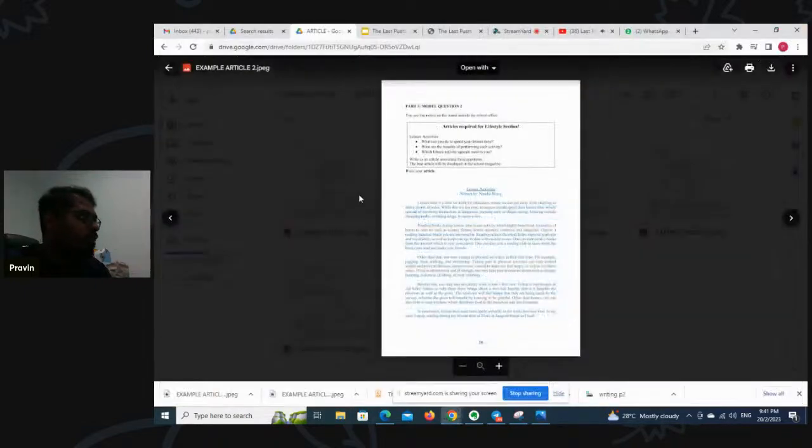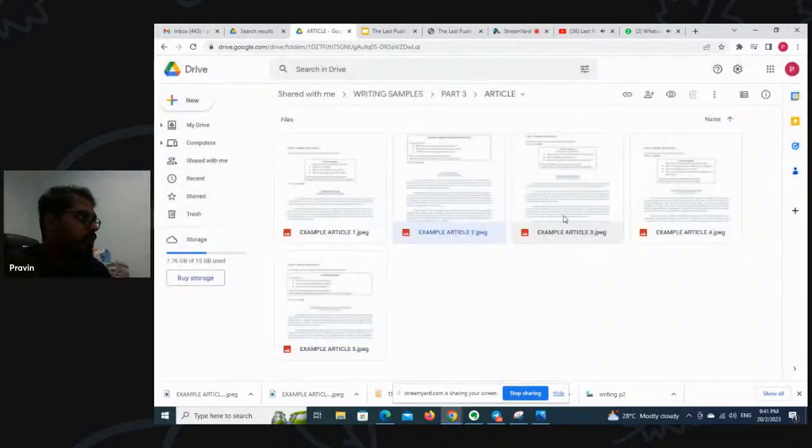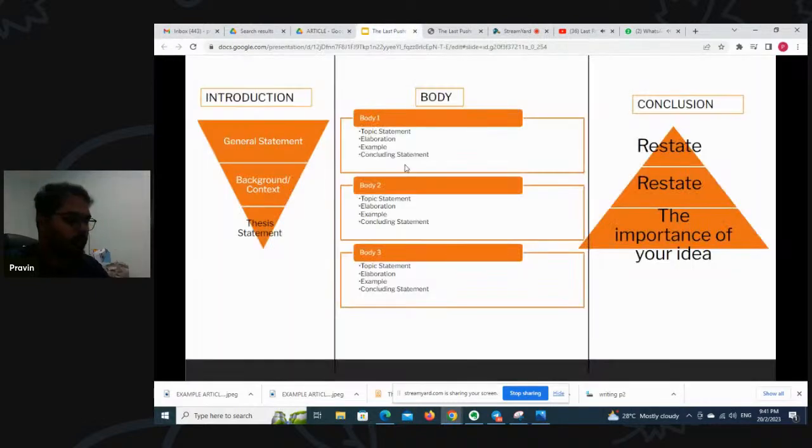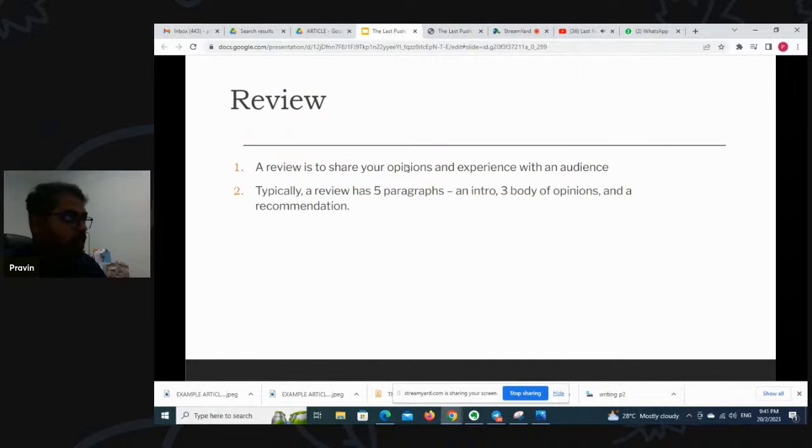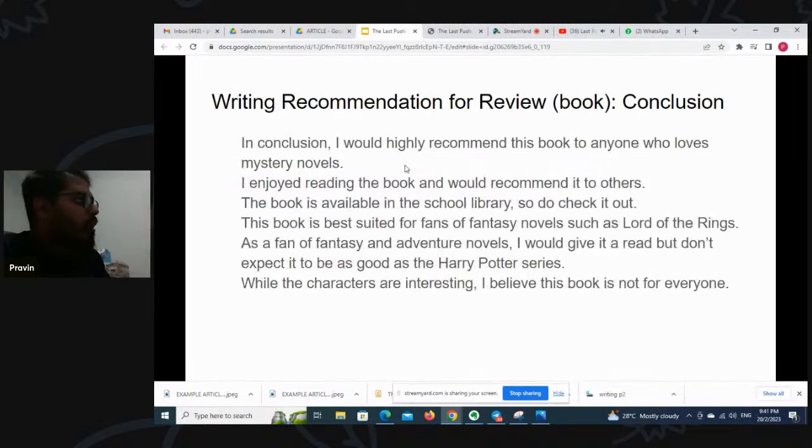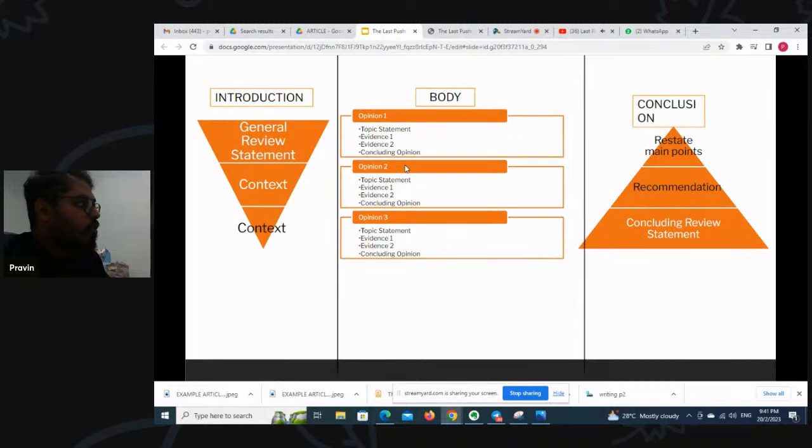Let's review. Sorry, this article. So now kita akan pergi kepada review. Okay, if you see, now review. Review is to share your opinion. Okay, you memberi pendapat kamu. Okay, so for review, again, ini structure review.